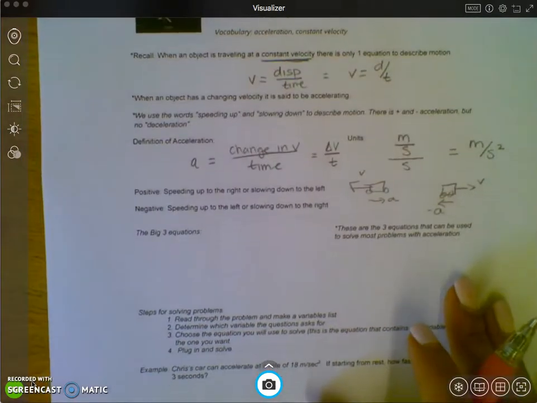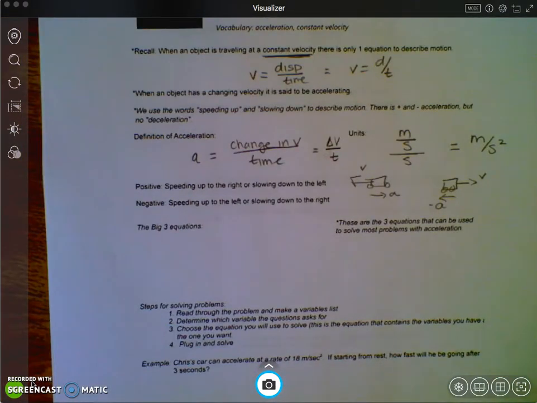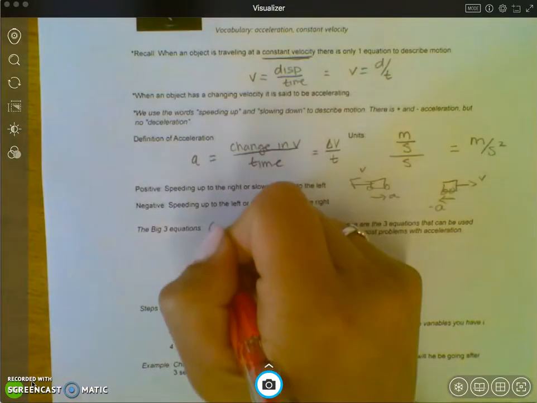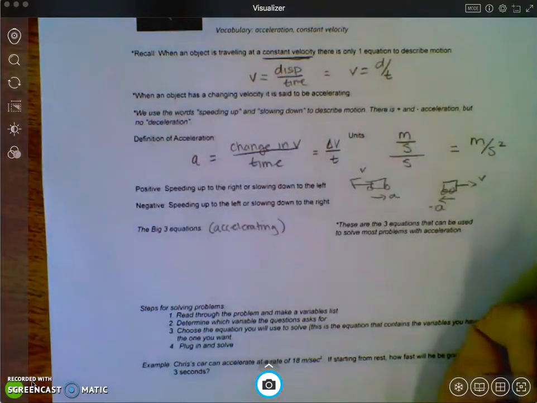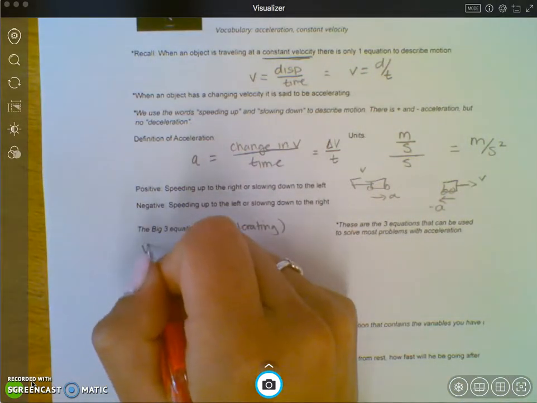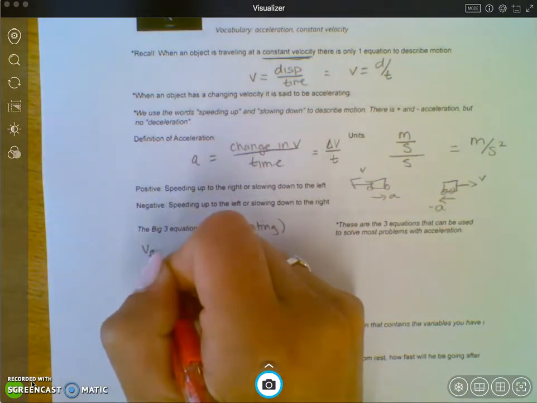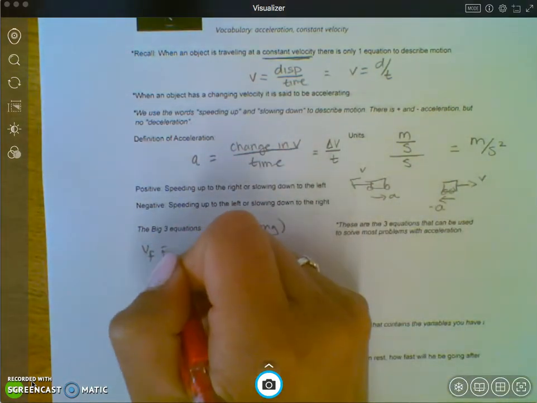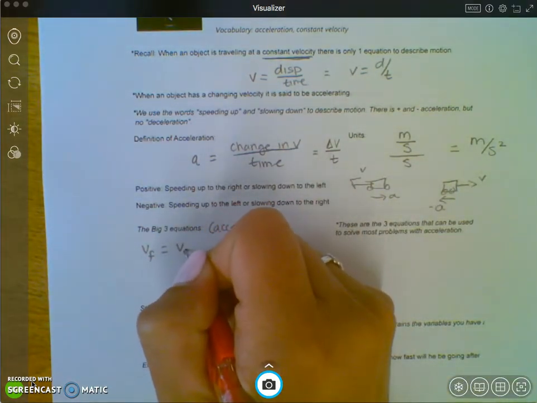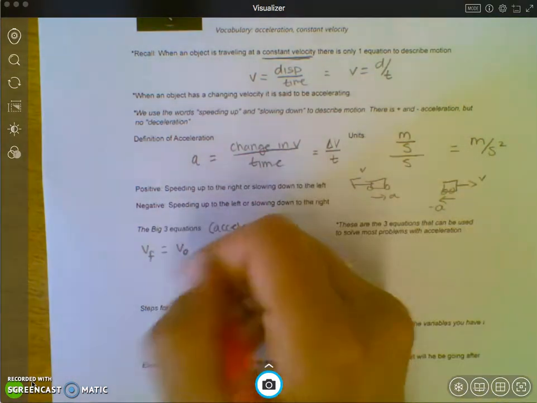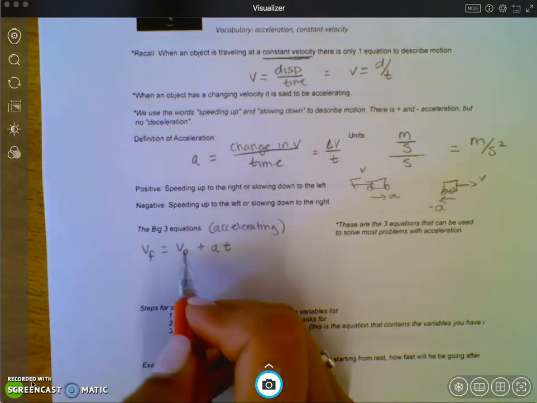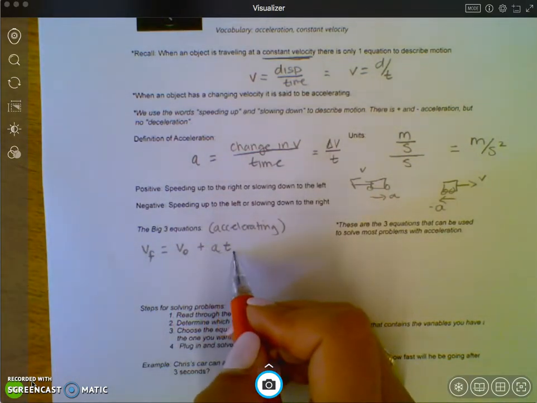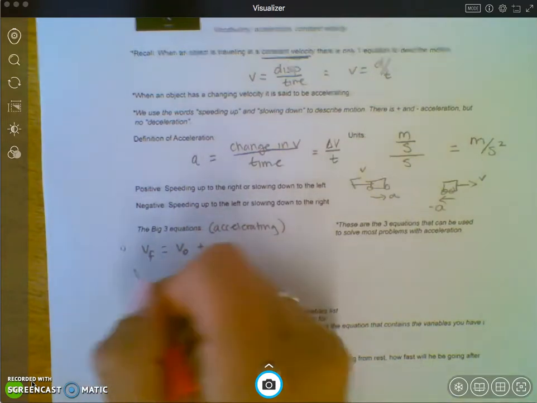Okay. The big three equations. You do not have to memorize equations, but these are the big three equations. These are the ones you're going to use when objects are accelerating or changing velocity. Okay, and those equations are as follows. We use v final, vf, equals v initial, v naught, plus a times t. So that's final velocity equals initial velocity plus acceleration times time. That's the first one.